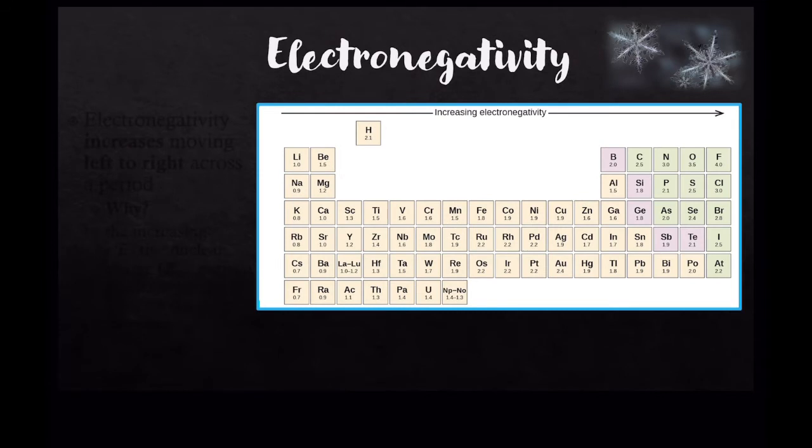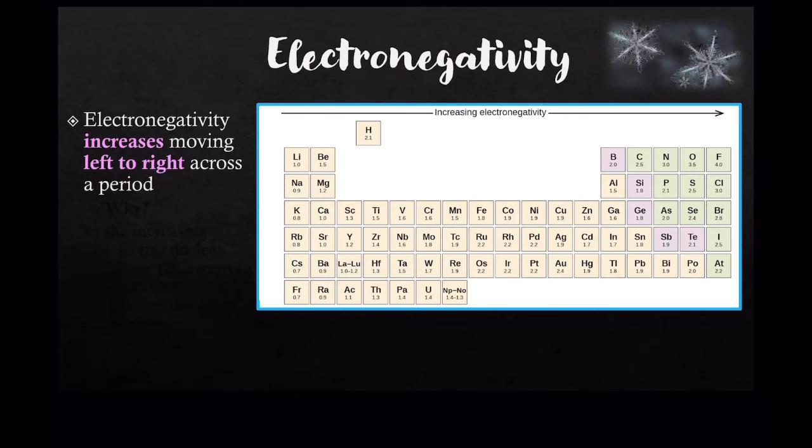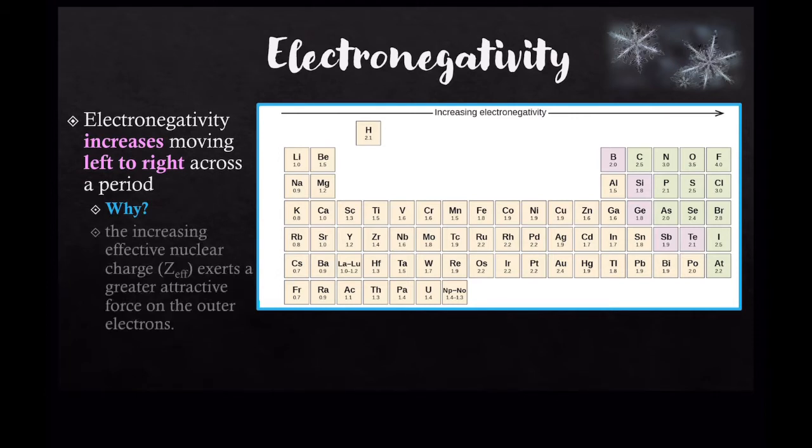Now let's look at what happens to electronegativity as we go across the periodic table. So electronegativity increases moving left to right across a period. So let's think about why that is. What happens to elements as you move from left to right across the periodic table? The number of protons increases. And because the number of protons increases, we say the effective nuclear charge, Z EFF, that symbol represents the effective nuclear charge, exerts a greater attractive force on those outer electrons.